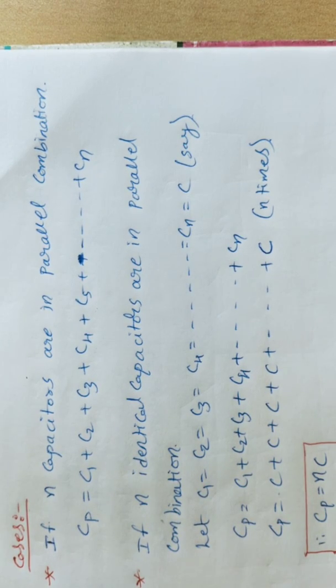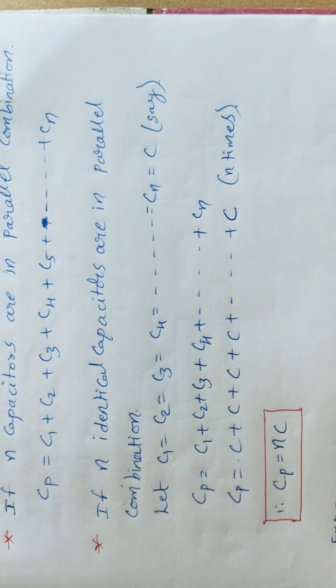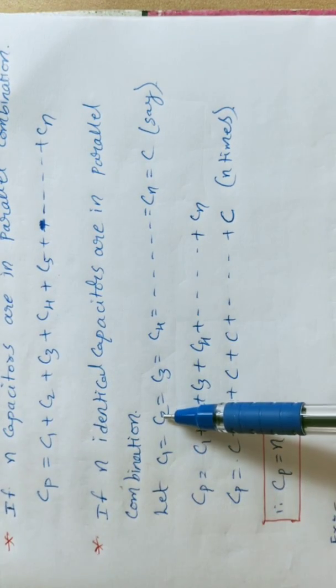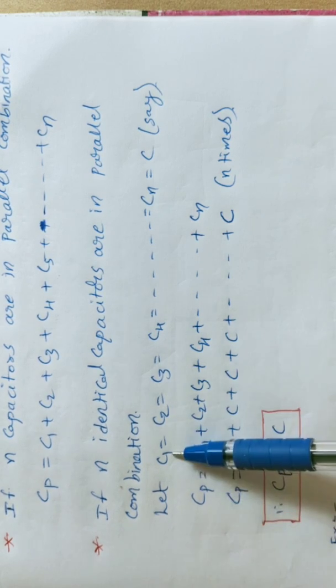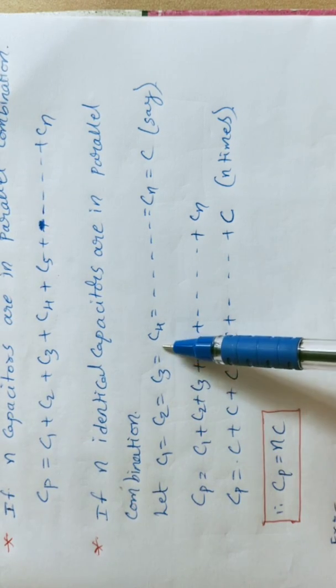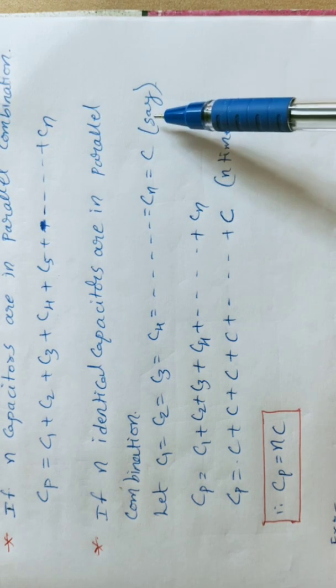Okay friends, we have one more case here. For n identical capacitors, all connected in parallel combination, what does that mean? C1 is equal to C2 is equal to C3 is equal to C4 and so on up to Cn, which is equal to C. Let us just imagine that.